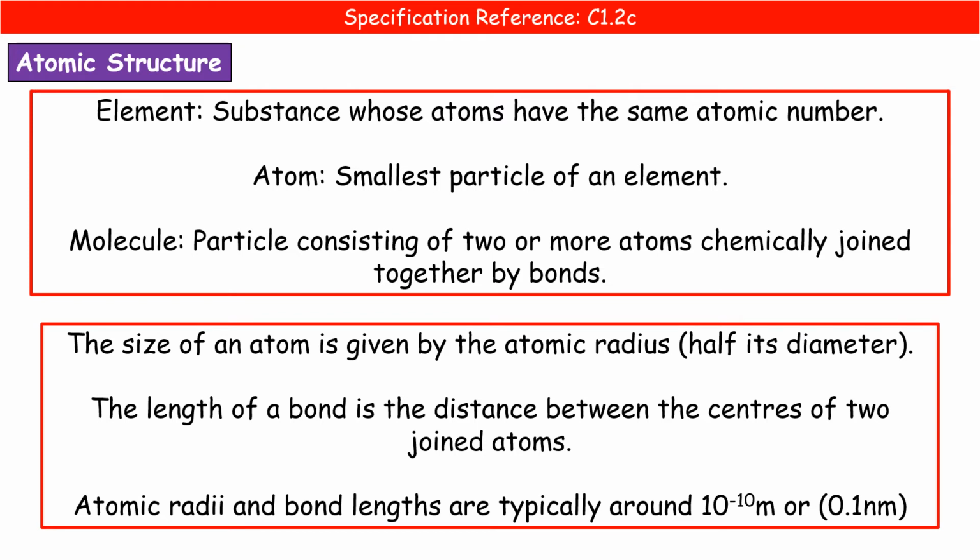They could, as one of the maths questions, ask you something related to bond sizes, for example. Now, what we've got there is just a nice simple one to remember, that atomic radii and bond lengths are typically around 10 to the power minus 10 meters, or 0.1 nanometers. So just make sure that you do remember that bit.